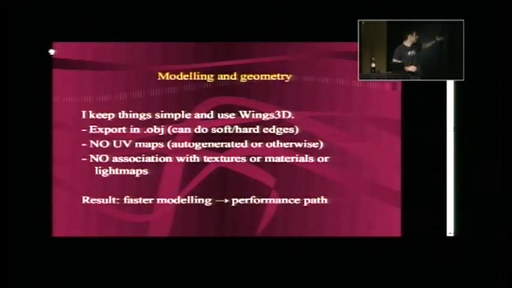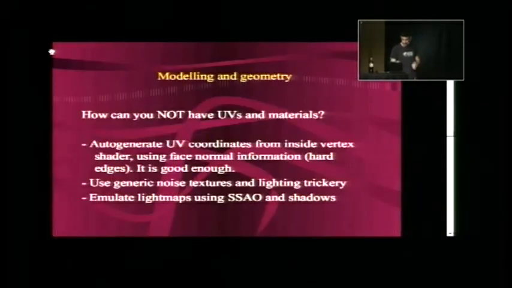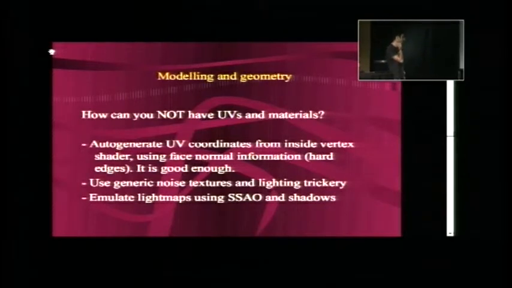You may ask me, of course, well, where do your UV maps come from? Well, you can generate them from inside the vertex shader using the face normal information if you're using hard edges. So if the normal is pointing, let's say, this way, then you do a projective texture with a plane on those faces. If it's this way, then this way, and so on. So like a sort of cubic mapping. And it works pretty well. It is good enough for the kind of stuff that I want to do.